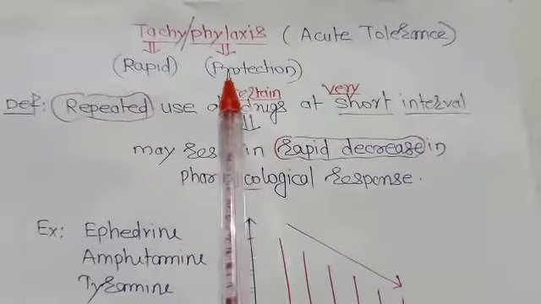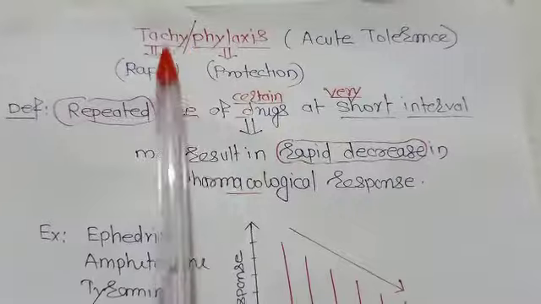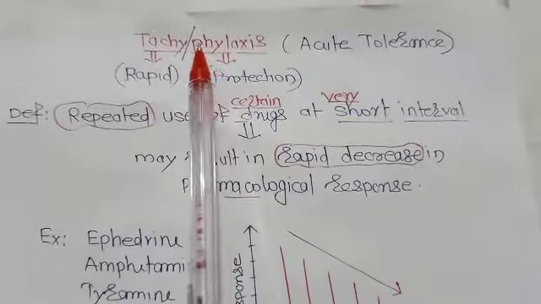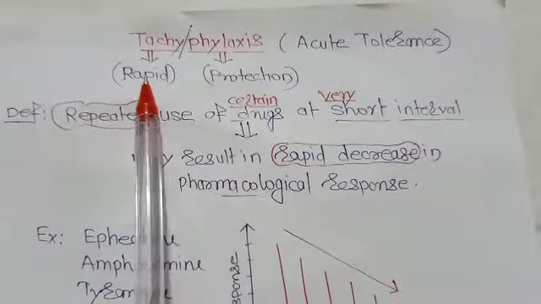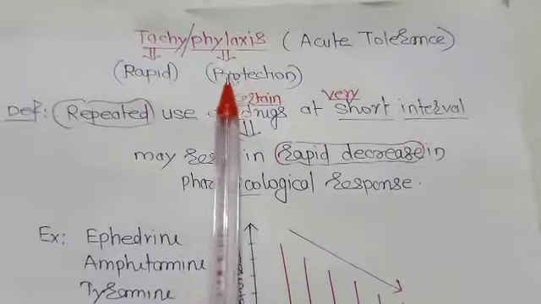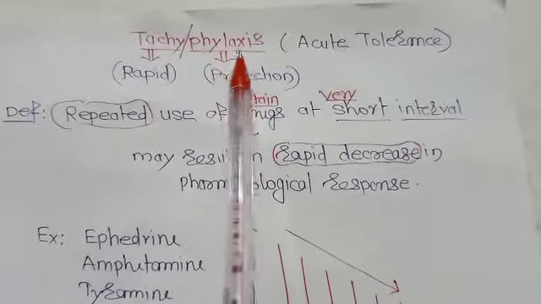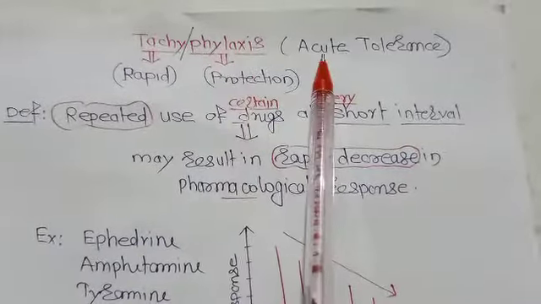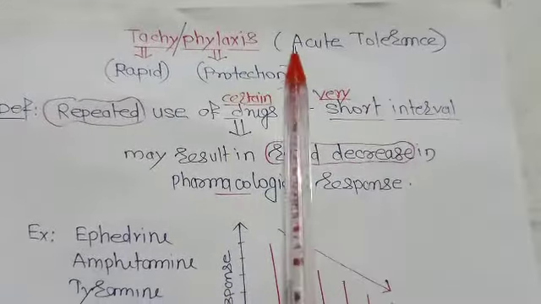Against what, we'll see. But this is the meaning of tachyphylaxis. Tachyphylaxis means a rapid protection or fast protection, and it is also called acute tolerance or rapid tolerance.